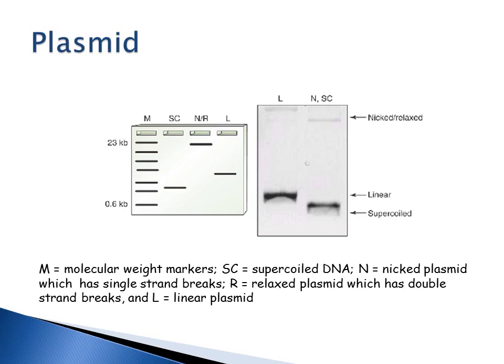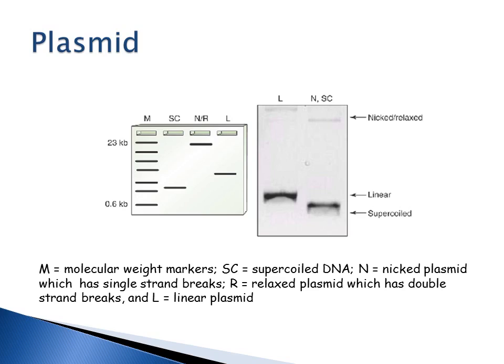R stands for a relaxed plasmid, which has double strand breaks. So whenever that plasmid is broken, it's not going to be as tightly wound, it's not going to run through the gel very well. And L is a linearized plasmid. And so that's going to run kind of in between a supercoiled plasmid and a nicked or relaxed plasmid.